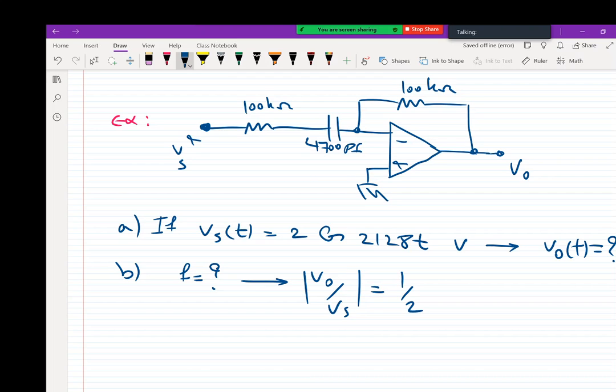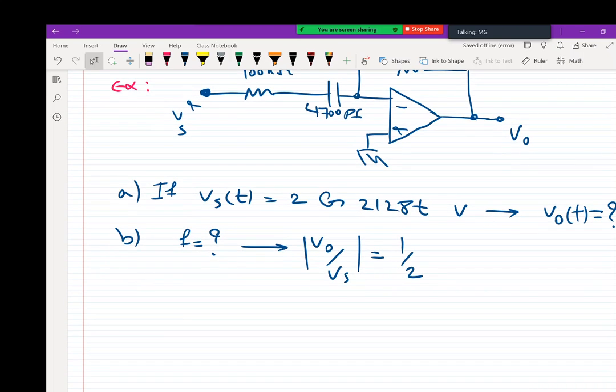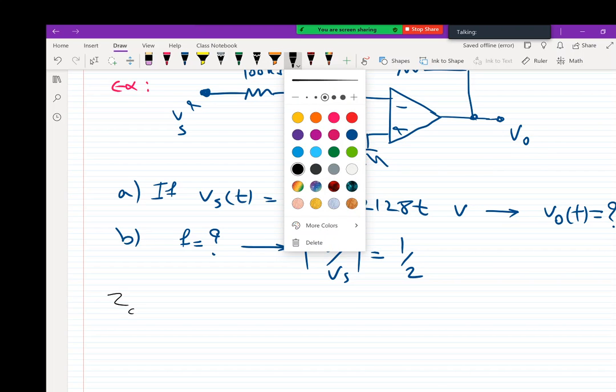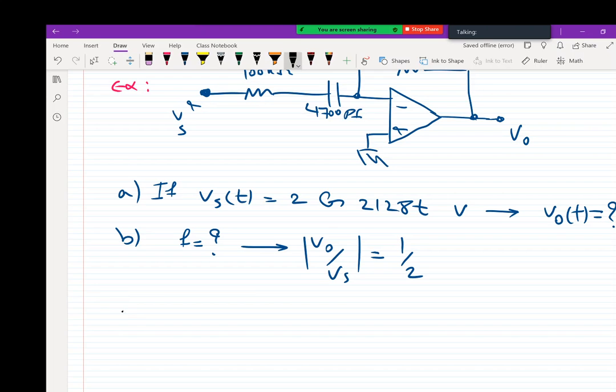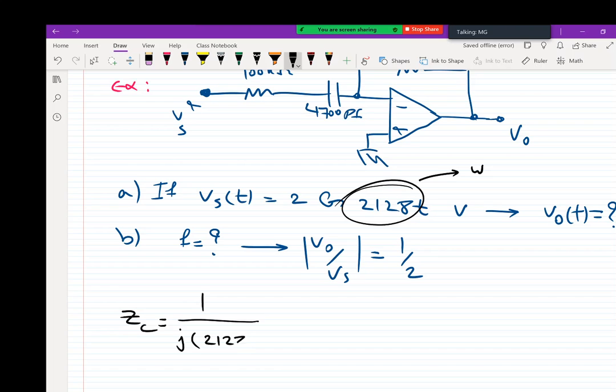Okay, let's see what we have. The first thing, we need to find the impedance of the capacitor, Z of C. Z of C is equal to 1 over j omega C. Omega is 2128. So it's 1 over 2128 times C, which is 4700 pico, times 10 to the negative 15.